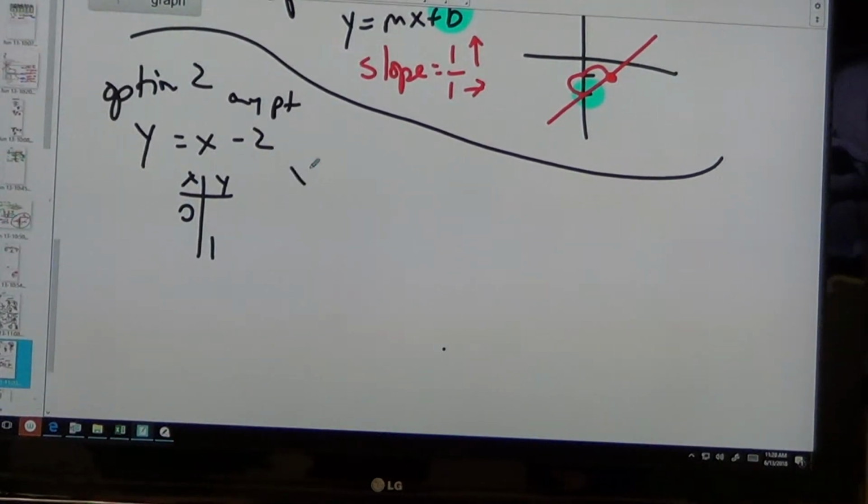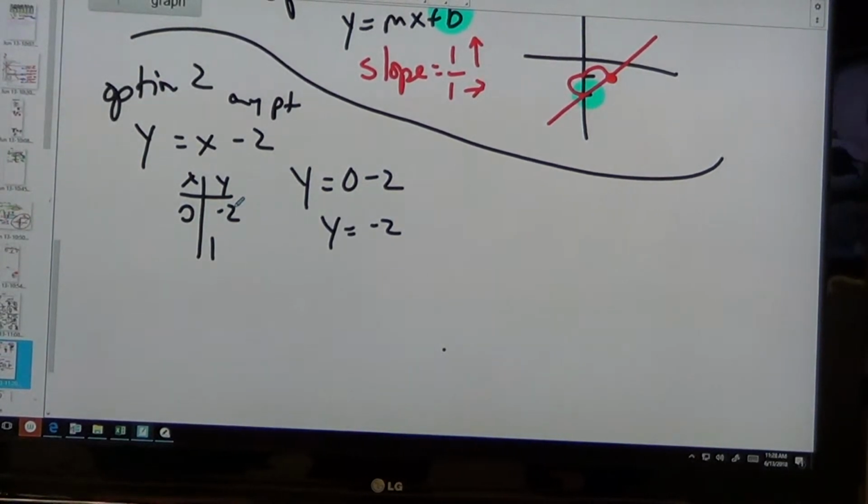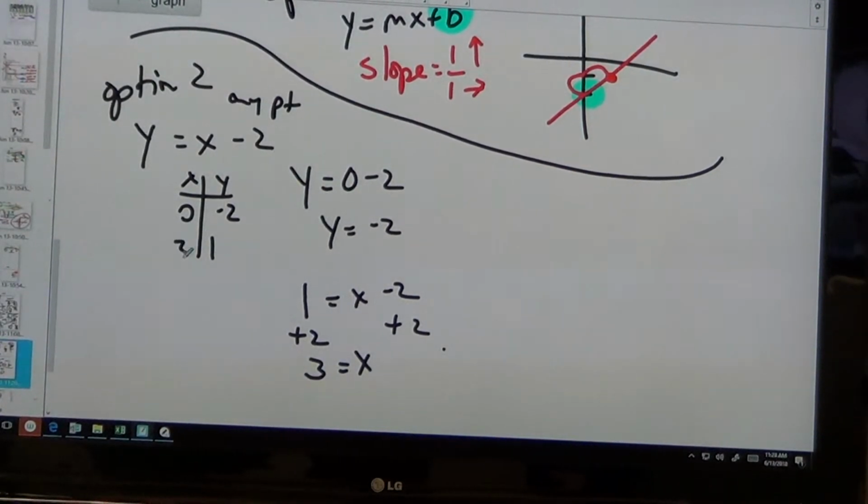So if I put 0 in the x, that's gonna give me a -2. If I put 1 in the y, that's gonna give me a +3. So over 0, down 2, over 3, up 1, there's my line.